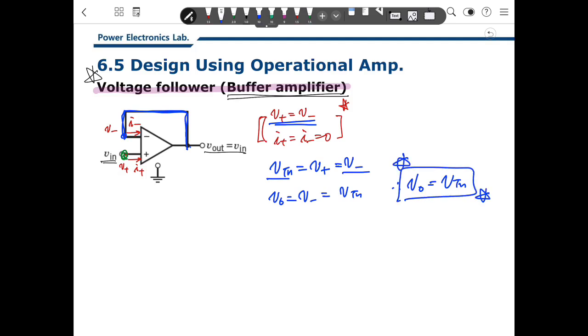Then what should we do? Why do we use that circuit? This is a very useful circuit. This circuit is used for the connection between two different electric circuits. We will discuss the reason we use the voltage follower and the very important characteristic of op-amp circuits.